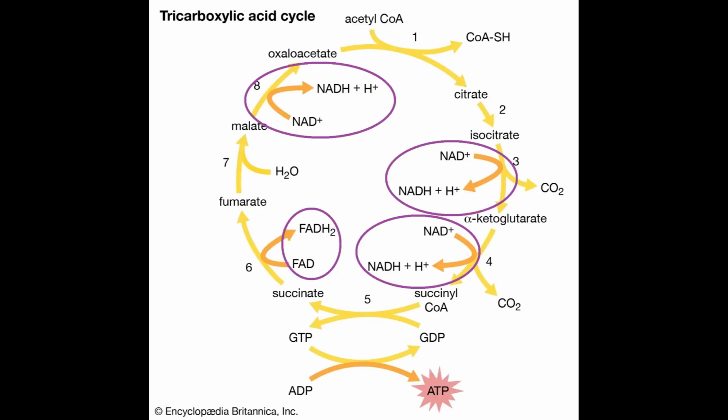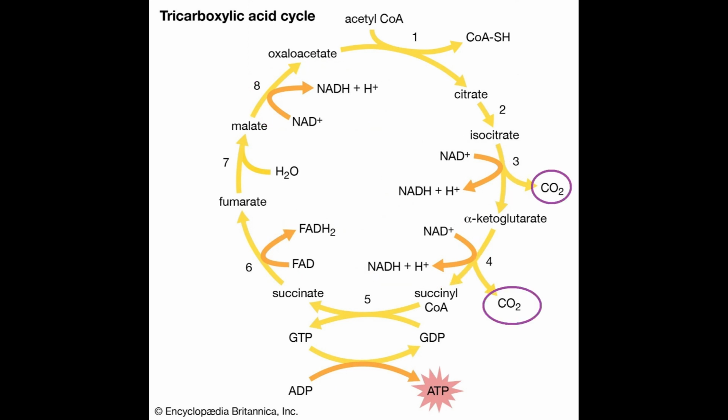Through a series of reactions, electron carriers within the mitochondrial matrix take electrons off the molecule, causing the carboxyl groups to be released as carbon dioxide. Each turn of the TCA cycle releases 2 carbon dioxide molecules, and since the acetyl group fed into the cycle has 2 carbons, the 4-carbon oxaloacetate is regenerated after each turn.